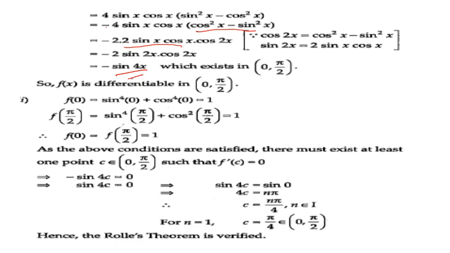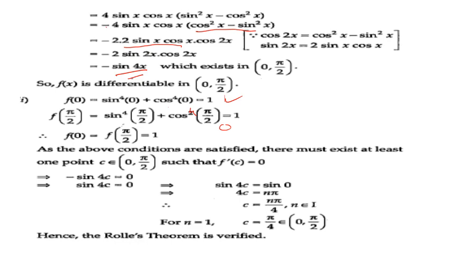f(0) is what? Sin raised to 4 of 0 plus cos raised to 4 of 0. Sin 0 is 0, cos 0 is 1. f(pi by 2) is sin raised to 4 of pi by 2 plus cos raised to 4 of pi by 2. Cos raised to 4 of pi by 2 is 0, sin is 1. So f(0) is equal to f(pi by 2).